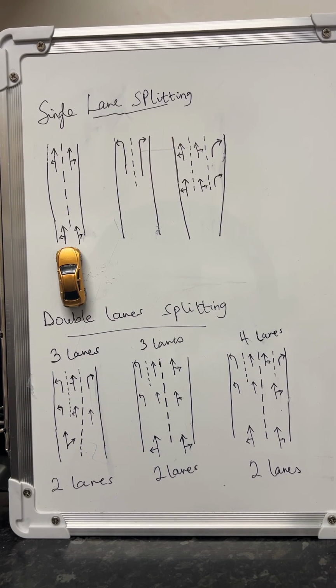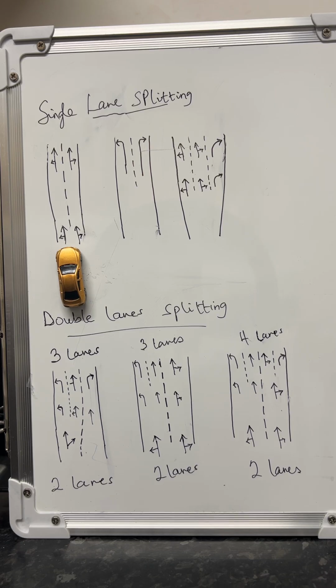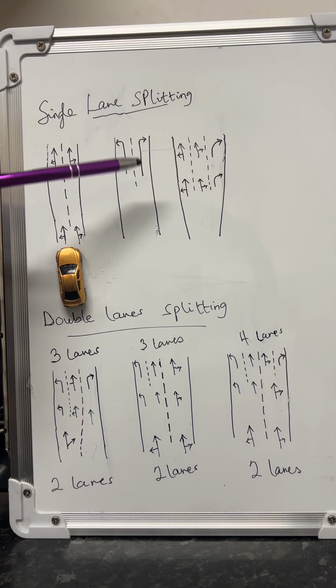A single lane also splitting into two. So you can see this tells you if you position yourself to the left, you're going to end up in the compulsory left lane. And if you position yourself to the right, you're going to end up in the compulsory right lane.